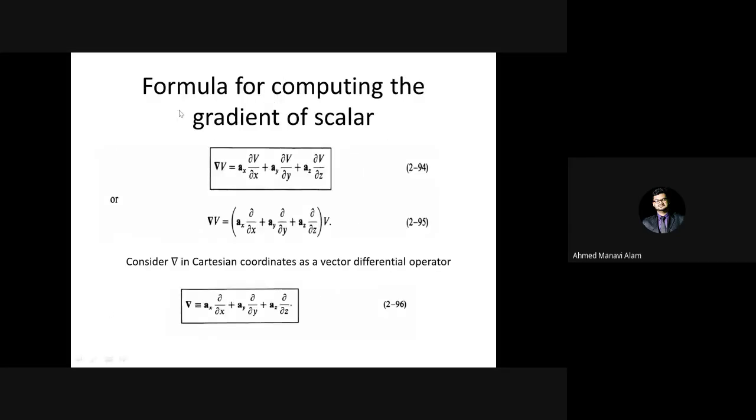Now this was the formula for computing the gradient of a scalar. Okay, so we have seen that formula. The formula was nabla V, and this is how it was written. V was simply a scalar quantity here, so this is how it is written.